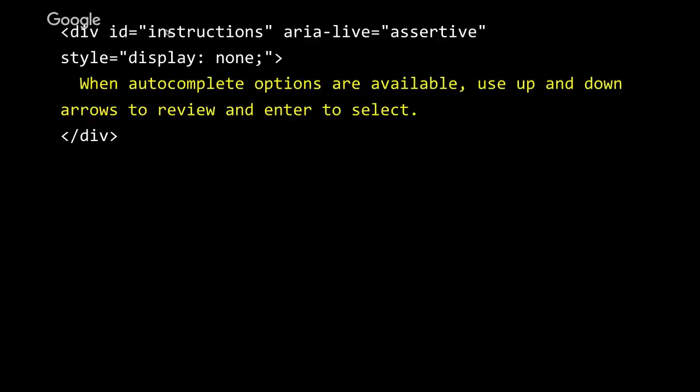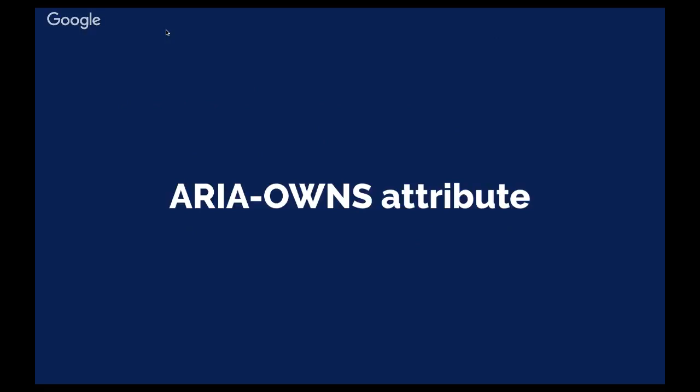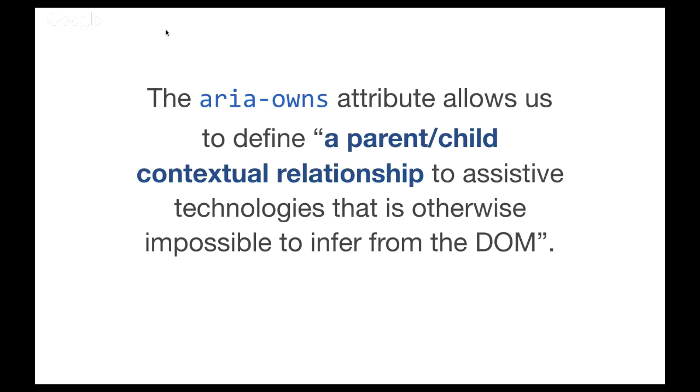So it's giving them information about what it is and how to use the autocomplete function. Next up, you could, if you wanted to, use the aria-owns attribute. The aria-owns attribute allows us to define a parent and child contextual relationship, and the spec says, to assistive technologies, that is otherwise impossible to infer from the DOM. What does that all mean?